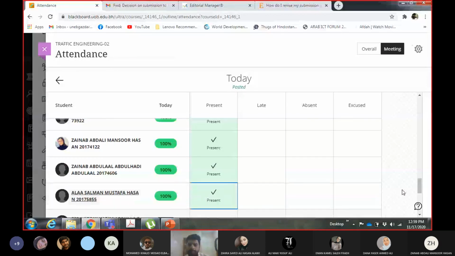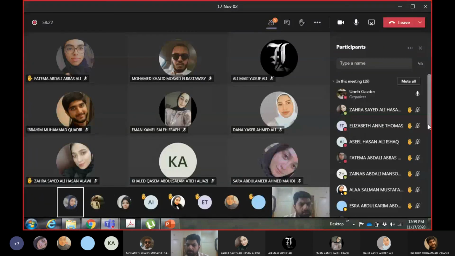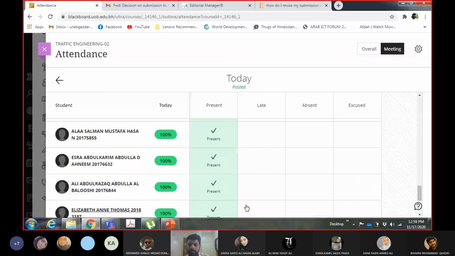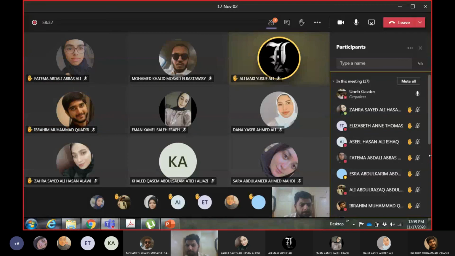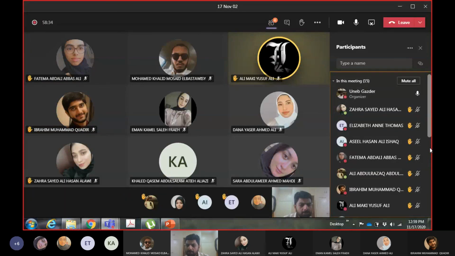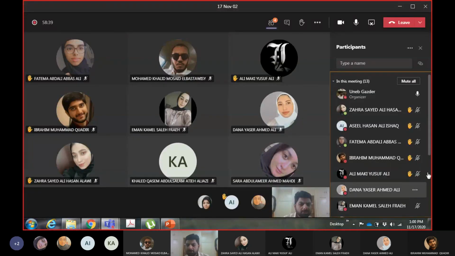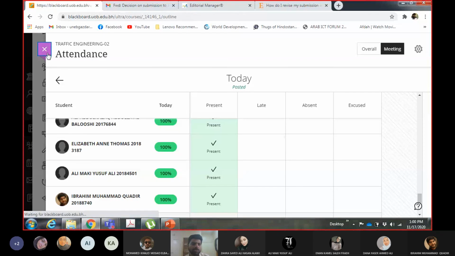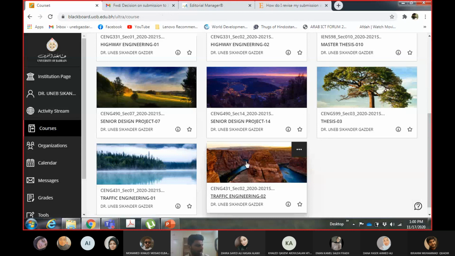If I mark your name, then you can leave. Isra is here. Ali Abdul Razak. Okay, Ali Abdul Razak is here. Elizabeth is here. Ali Makki and Ibrahim Muhammad, sorry. So Ali Makki and Ibrahim both are here. Anybody else from this section? Everybody done from this section? Okay, going to section 1.